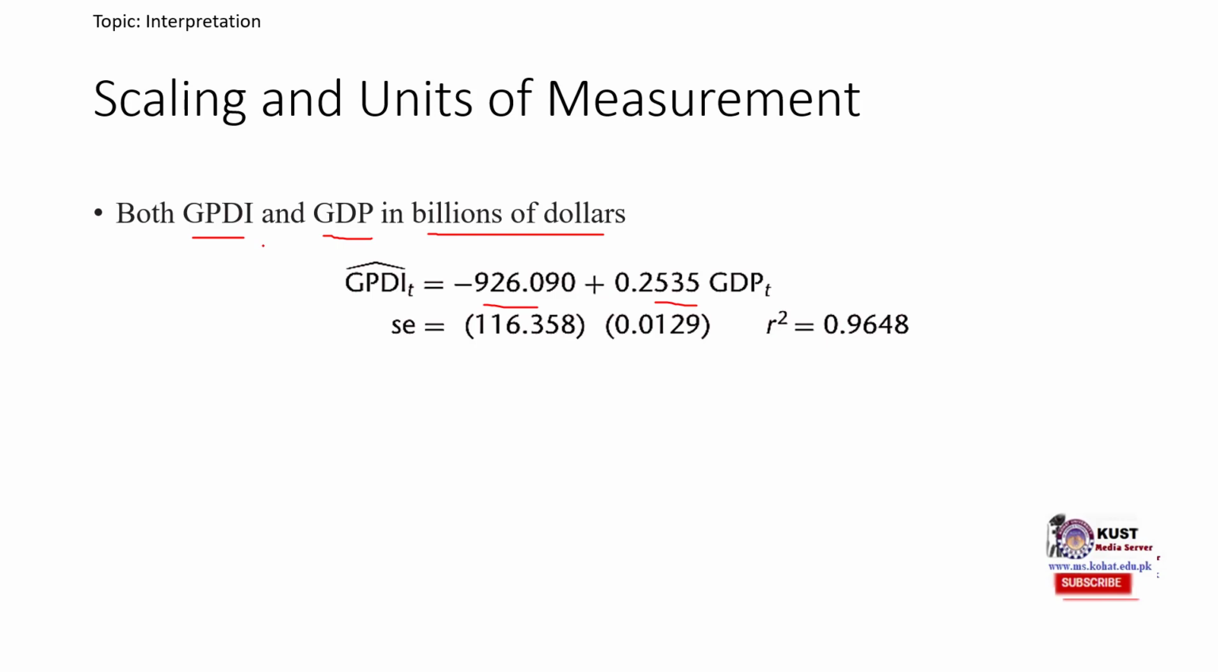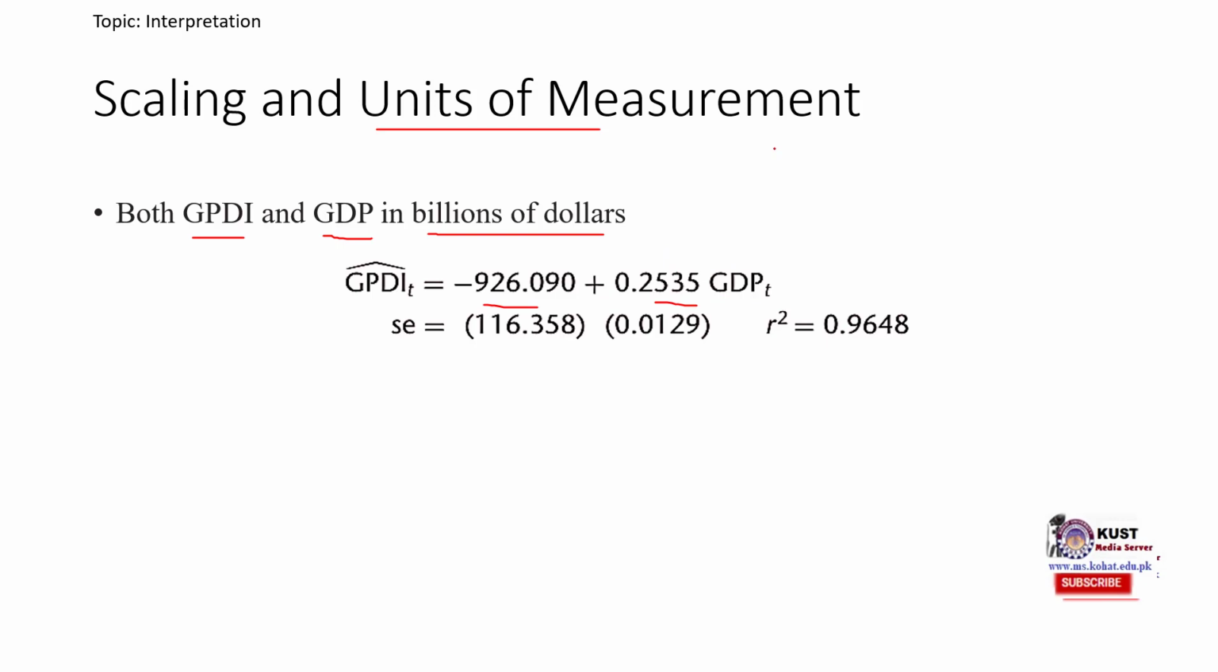Now that isn't quite meaningful, right? Because we have the data in billions, while interpreting it we can say that when the GDP increases by $1 billion, the gross private domestic investment would increase by $0.25 billion. So the point is, what units should we use while interpreting the coefficients? It would depend on the unit of measurement.